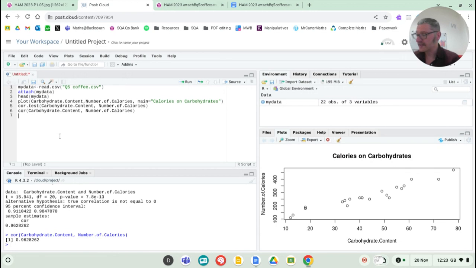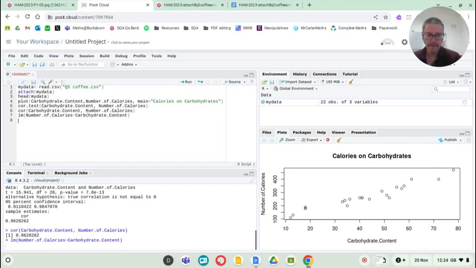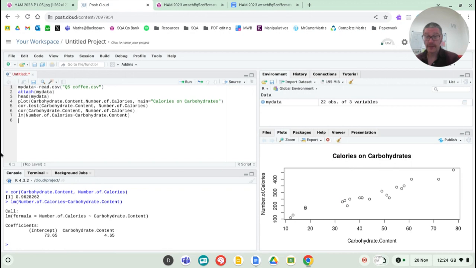So what that means is it fits the line, but it doesn't draw it. So this line of code here, where we've got y on x, means we need to put number of calories first, because that is on the y-axis. Tilde, so that wavy symbol, not a dash, carbohydrate content. Now, it hasn't added the line of best fit. We've not been asked to do that. Adding the line of best fit would be this line of code I am typing in to line 8.